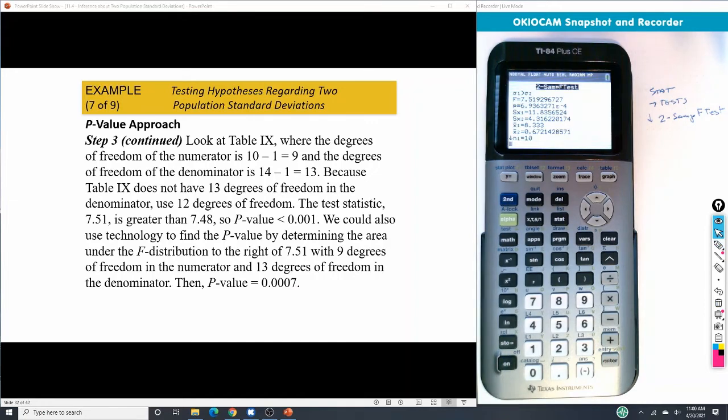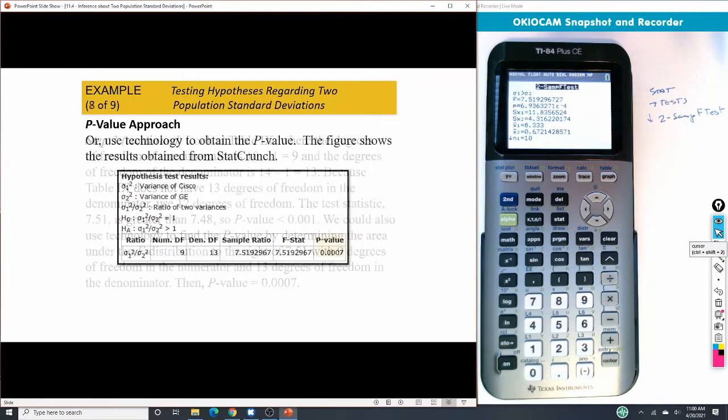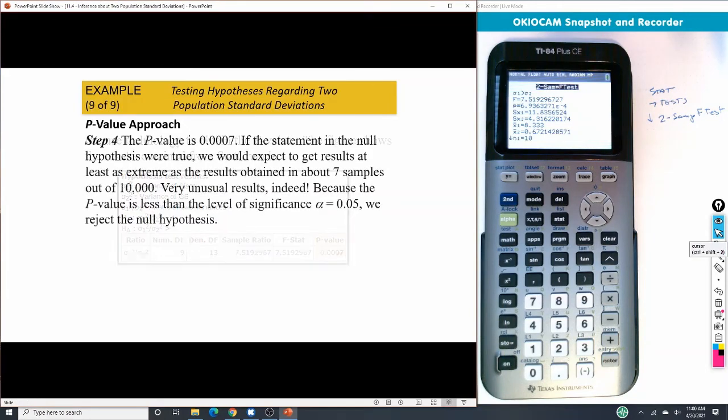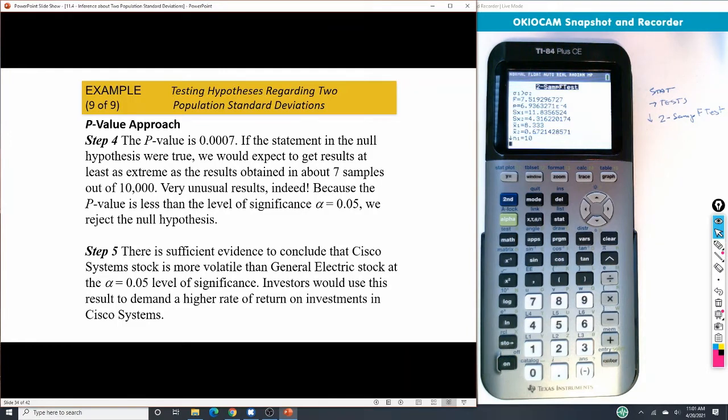Now that 0.0007, that is less than our 0.05. And so therefore, we would reject the null hypothesis using that method as well.